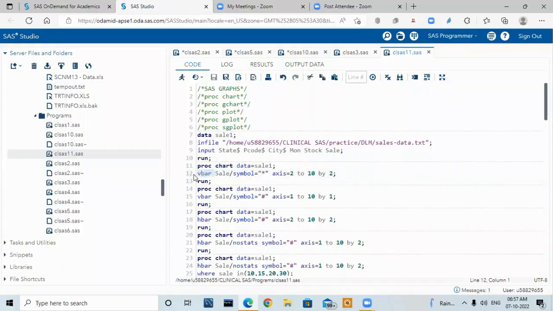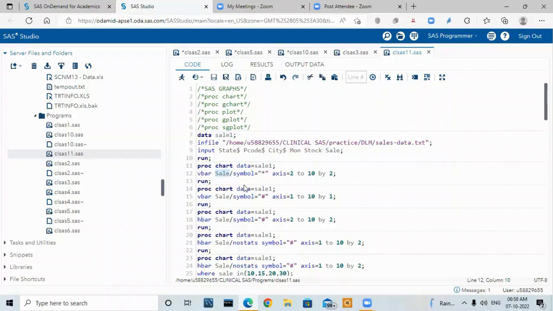VBAR. VBAR stands for vertical bar. Bar means the rectangular shape, we can say the bins. Rectangular shape bins is nothing but the bar. Understood? So we are drawing vertical bars here, like rectangular shapes. For which variable do we want to draw the vertical bar? In the sale1 table, we want to draw the vertical bar for the variable sale.